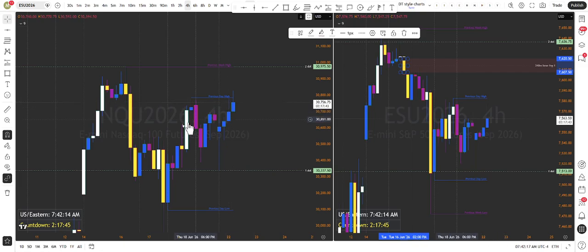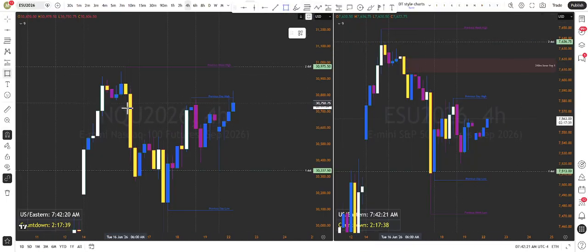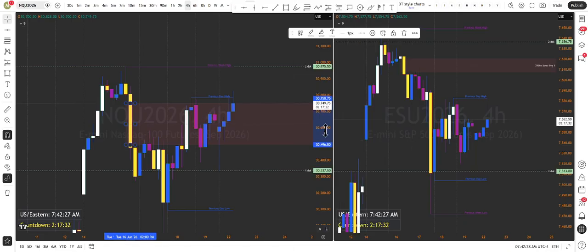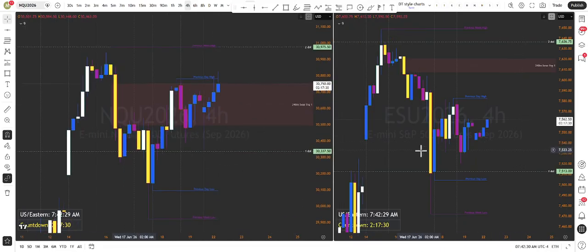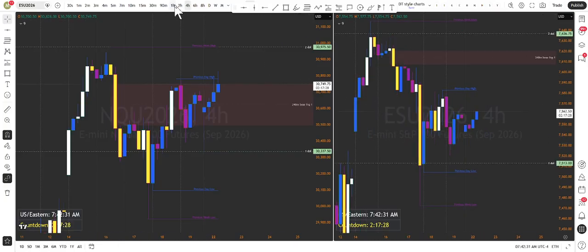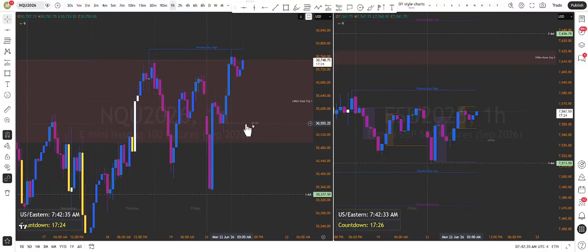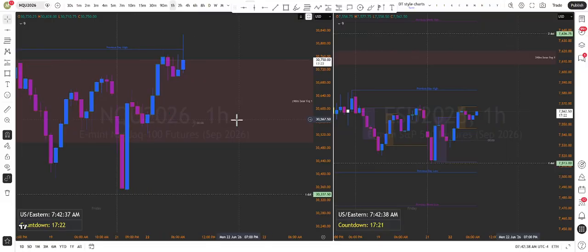So at 10 o'clock, this might, then I would remove this. But right now, we'll put it on, 240-minute fair value. All right, then you go down to the hour and look for some fair value gaps, which on the NQ, you're right in the middle of this 4 hour.